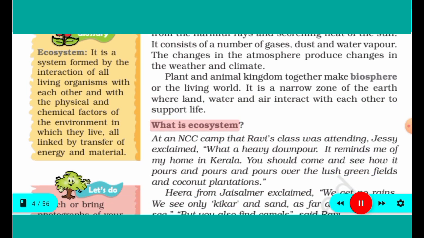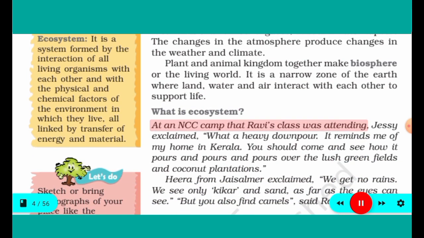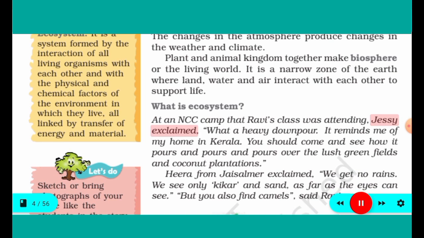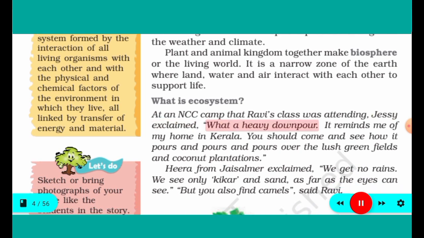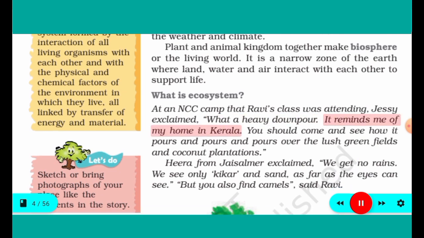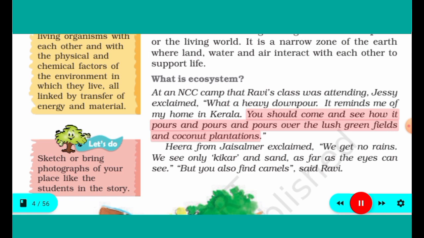What is an ecosystem? At an NCC camp that Ravi's class was attending, Jessie exclaimed, "What a heavy downpour! It reminds me of my home in Kerala. You should come and see how it pours and pours and pours over the lush green fields and coconut plantations."